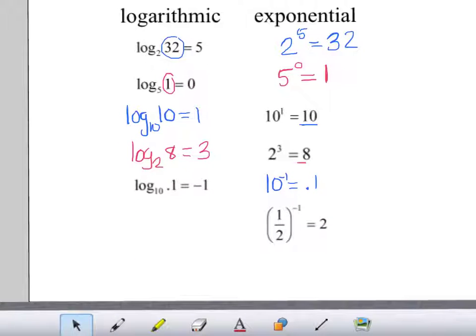And then this last one, log base 1/2 of 2 equals negative 1, would be an exponent, or in logarithmic form.